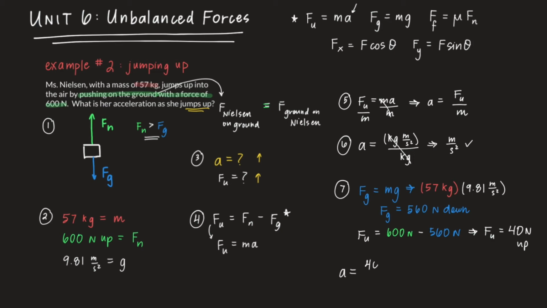So now my acceleration is going to be my unbalanced force, which is 40 newtons, divided by the mass, 57 kilograms. I'm using my rearranged equation from step 5. If I plug that into my calculator, I find that the acceleration is equal to 0.70 meters per second squared. And that's in the same direction as the unbalanced force, which is up. Again, I'm jumping upwards, so my acceleration is going to be upwards as I'm leaving the ground. So that is my acceleration.